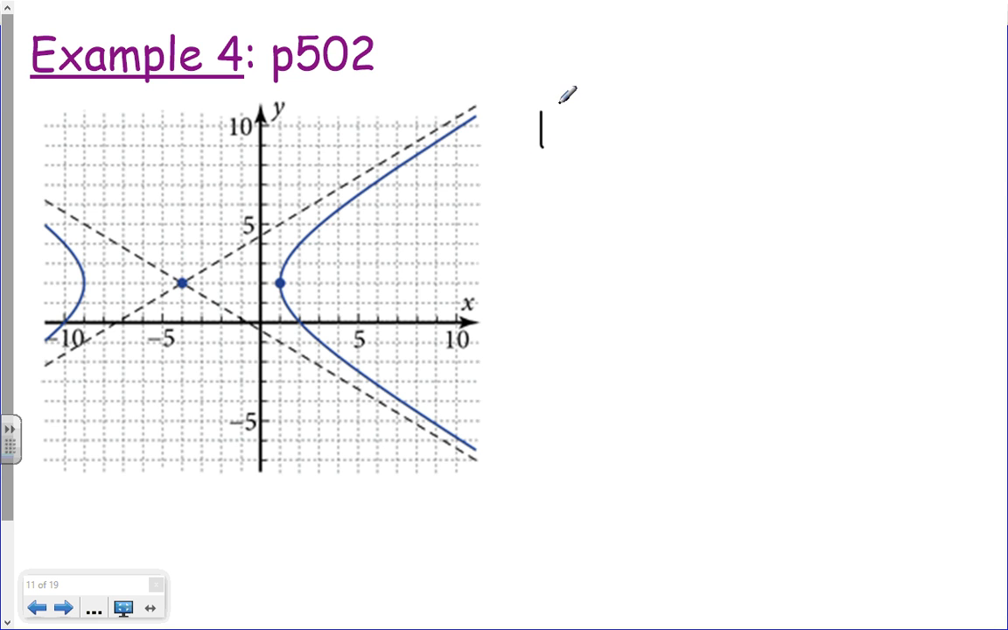Hopefully we can definitely tell from the sketch that this is a hyperbola, but they did tell us that in the problem. The other thing we should note is what direction this opens in. This is opening to the left and the right when we look at our hyperbola, so this opens in the x direction.